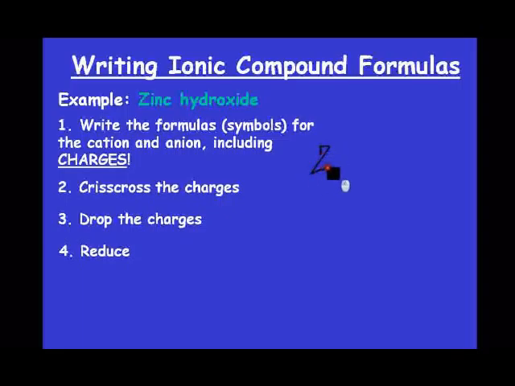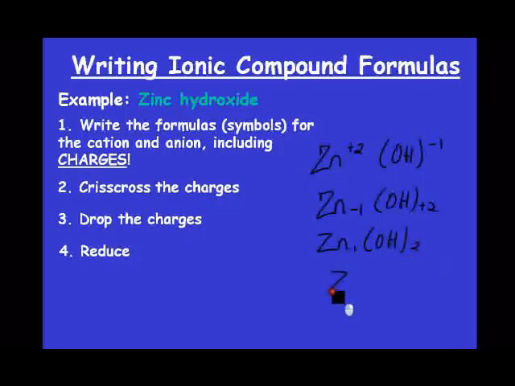Zinc hydroxide. Zinc is a positive 2 ion, and the hydroxide ion, the polyatomic ion, we're going to surround in parentheses. Crisscross the charges, so Zn minus 1, OH positive 2, drop the charges, and reduce. So we can get rid of the 1, however, we're going to have 2 hydroxide ions, so we're going to need those parentheses.